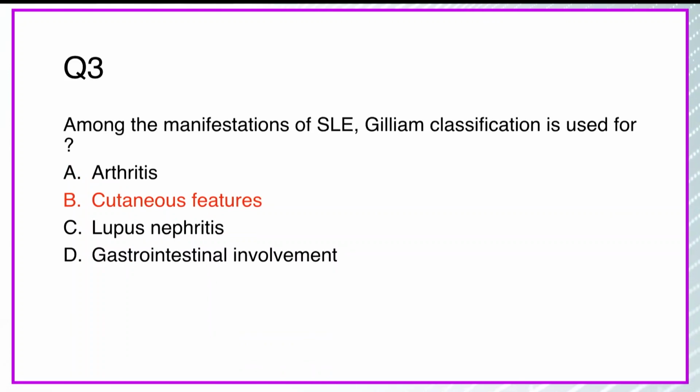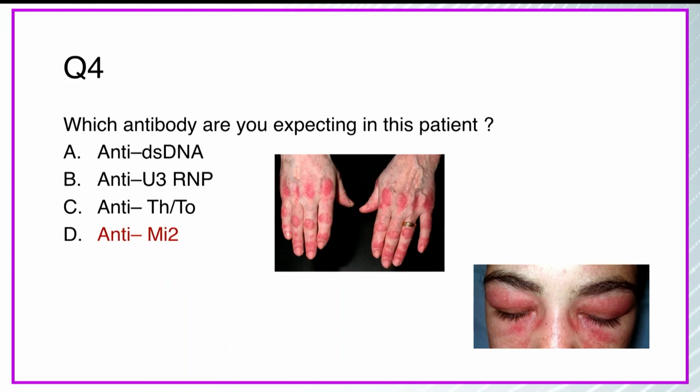Among the manifestations of lupus, Willan is used for cutaneous features. The antibody we are expecting here is Mi2. So this is the classical rash of dermatomyositis, Mi2 dermatomyositis. What we are seeing is the Gottron sign and the heliotrope rash. Okay, this is not lupus. Why is this not lupus here? Why is this answer not SLE here? Anybody?